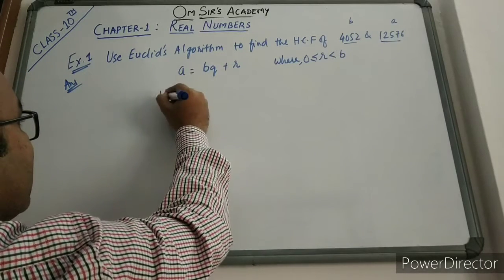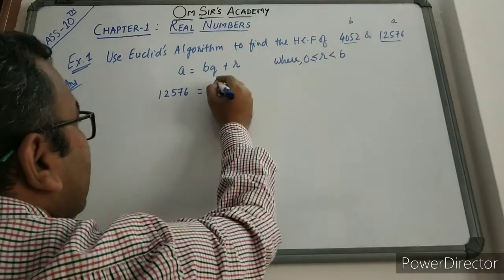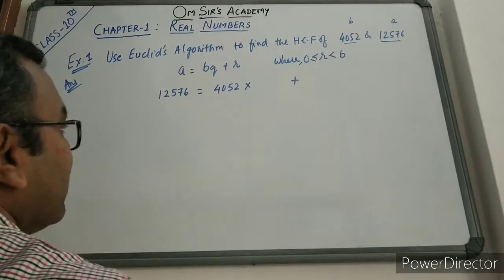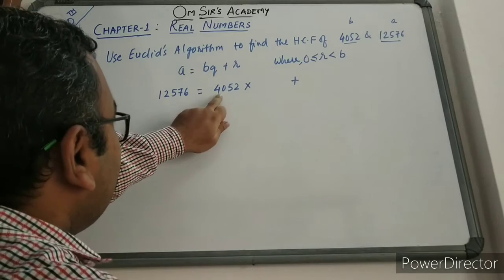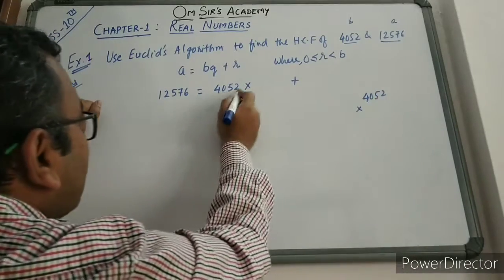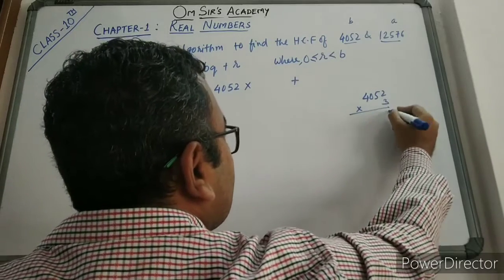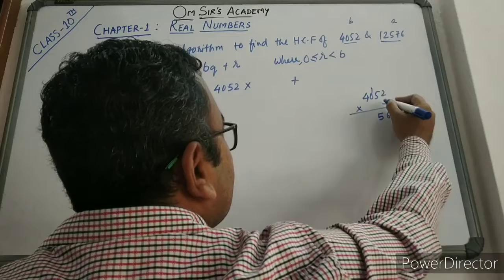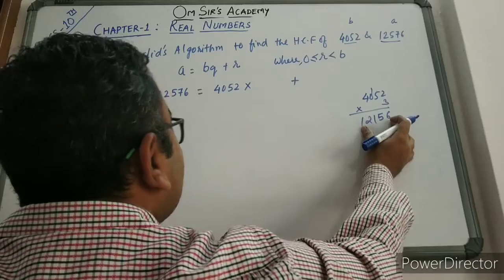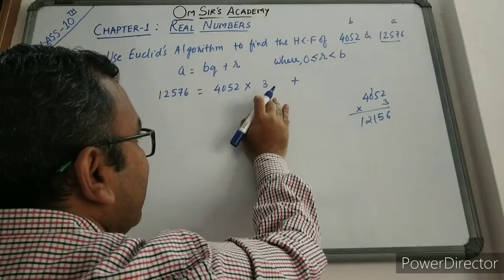So according to this, A will be 12576 equals, what is my B? B is 4052 multiplied by something plus remainder. So what do I have to multiply this 4052 by? If I multiply 4052 by 3, let us see which number comes. 2 3s are 6, 5 3s are 15, 4 3s are 12, plus 1, 13, 12 plus 1 is 13, so 12156, which is less than this. So we'll take 4052 into 3.